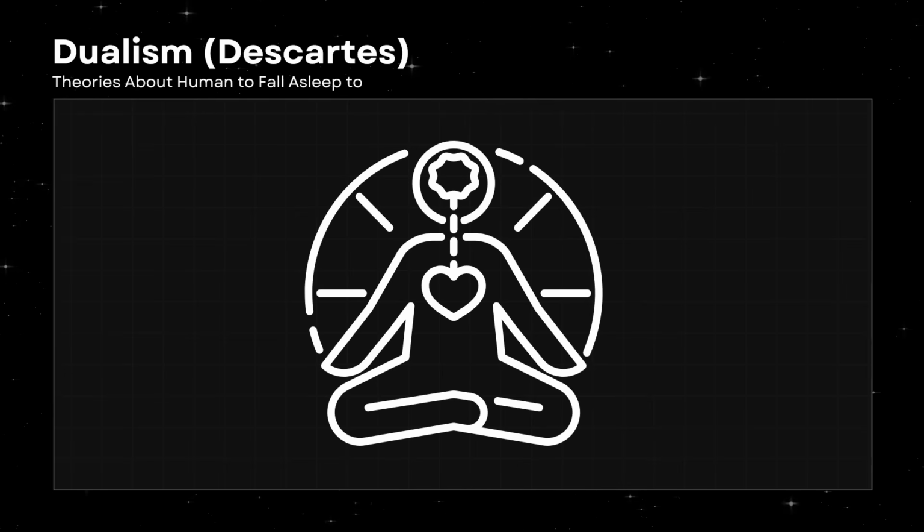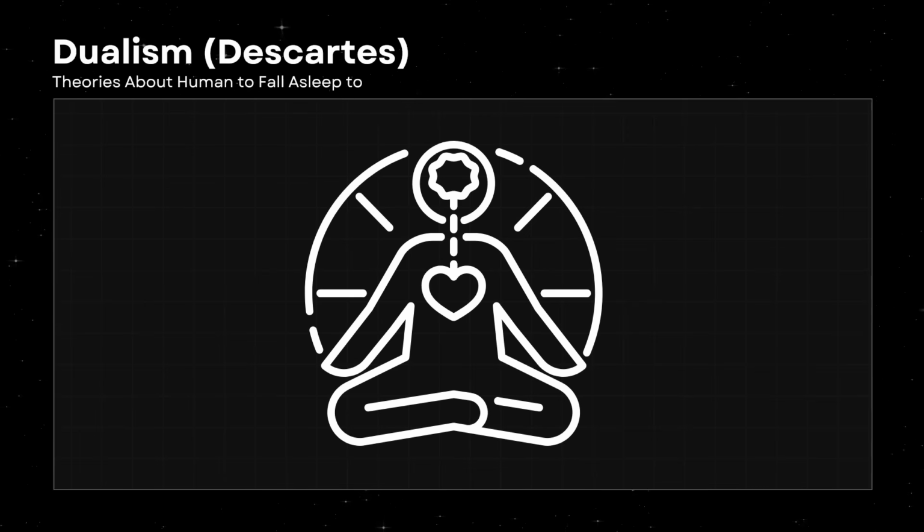Descartes believed that the mind works through reason. It does not take up space. It has no shape or weight. The body, in contrast, is physical. It can be cut, measured, and observed. Yet, the two must somehow interact.